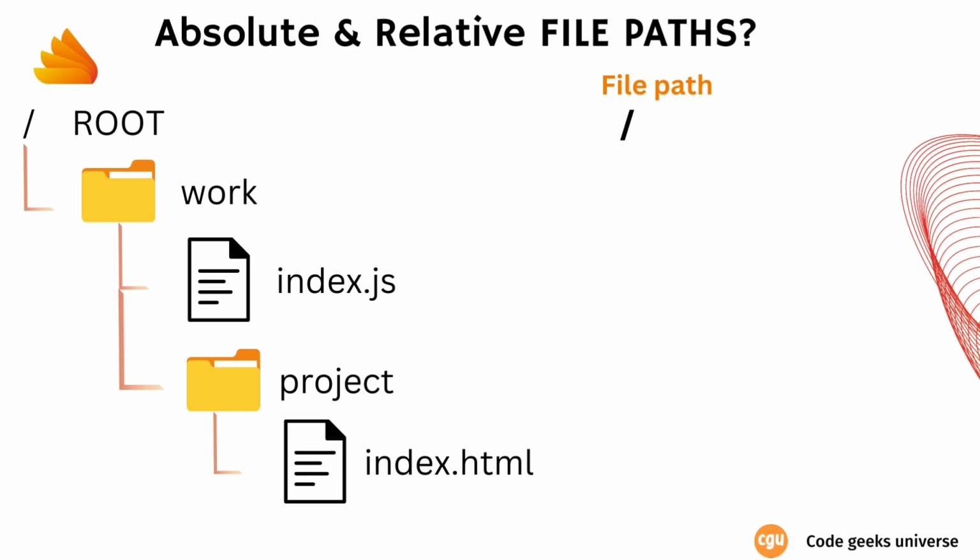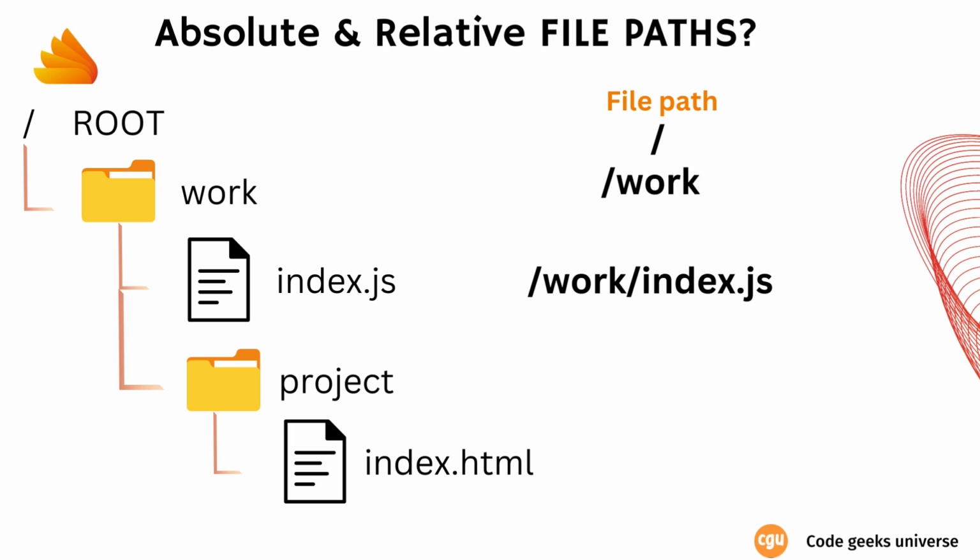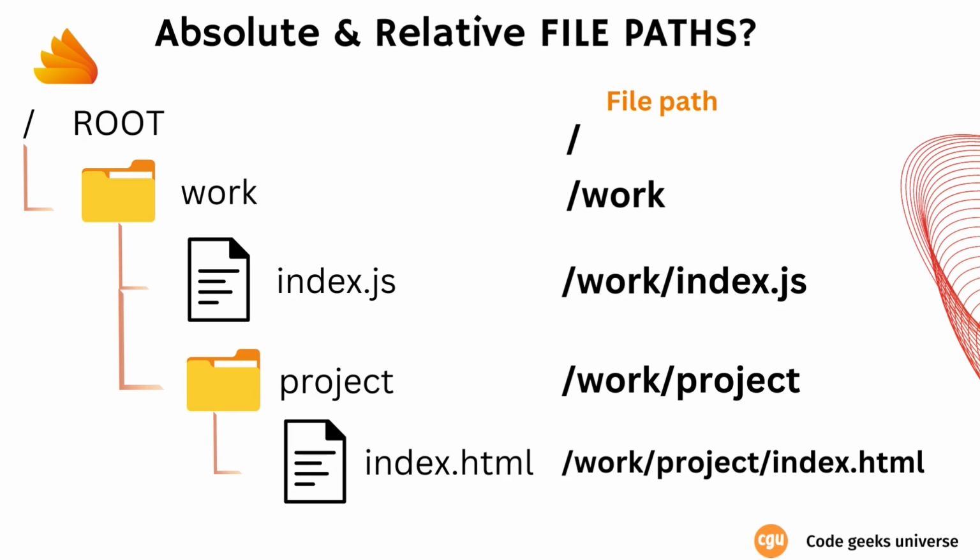The root is obviously just a /. The work folder will be /work. The file will be /work/index.js. Project will be /work/project, and finally the index.html will be /work/project/index.html. So this path is kind of like the directions that we were talking about previously.